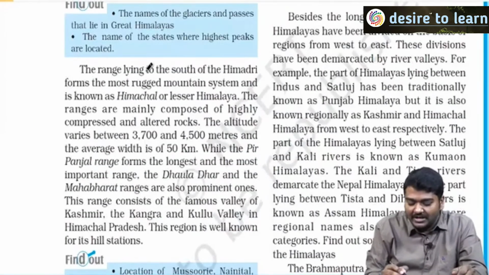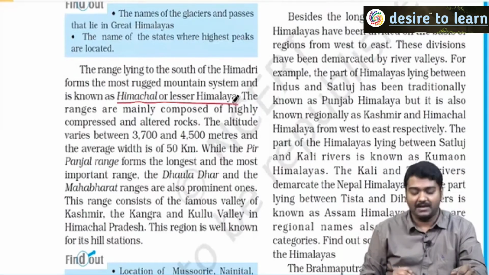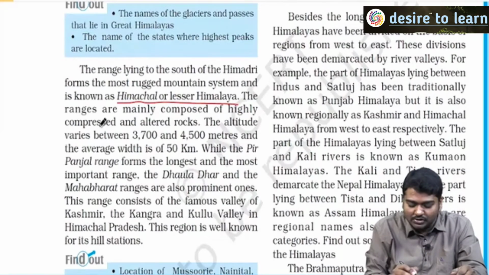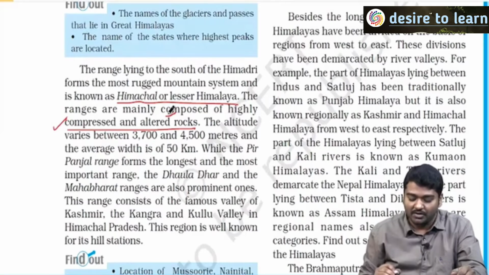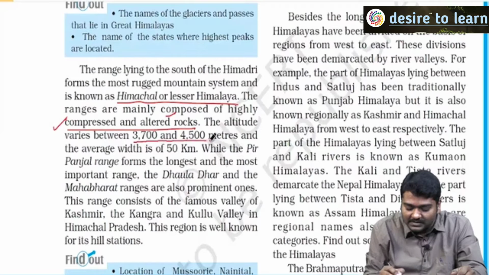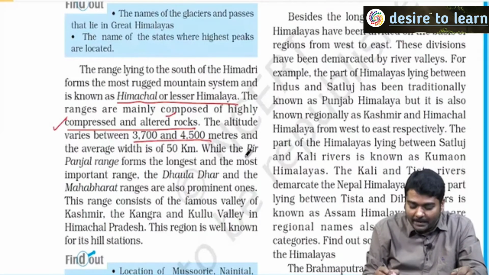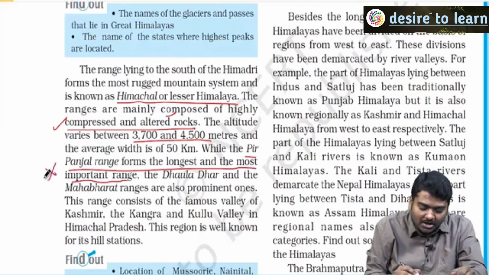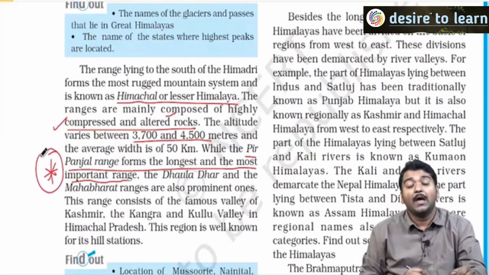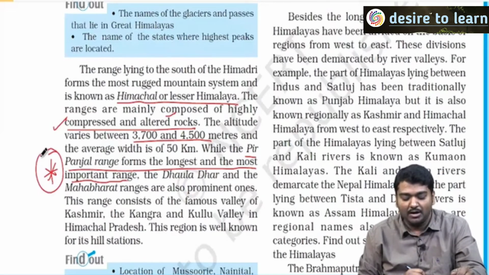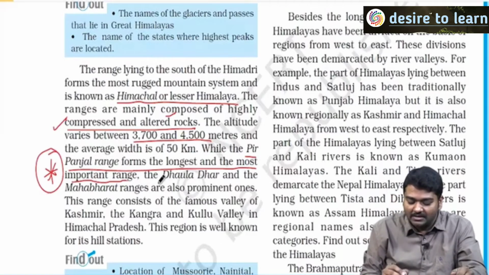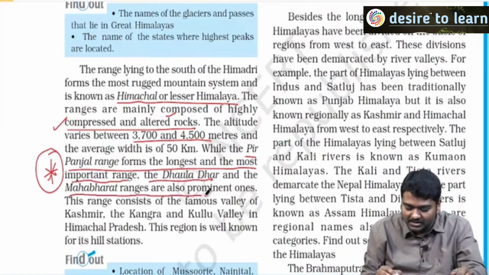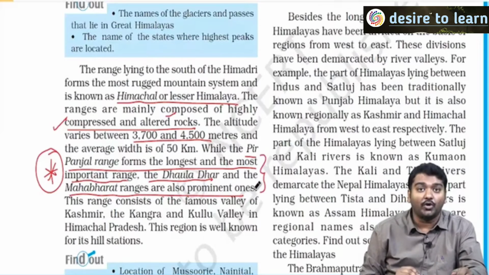Then the range lying to the south of the Himadri is actually known as Himachal or Lesser Himalayas. The ranges are mainly composed of highly compressed and altered rocks. Altered means metamorphosed rocks. The altitude varies from 3,700 to 4,500. The Pir Panjal mountain range forms the longest and the most important range. Most important factor with respect to prelims: Pir Panjal mountain ranges are the longest and the most important ranges. Then you have Dauladhar and Mahabharat ranges, which are also important. I want you to locate them.